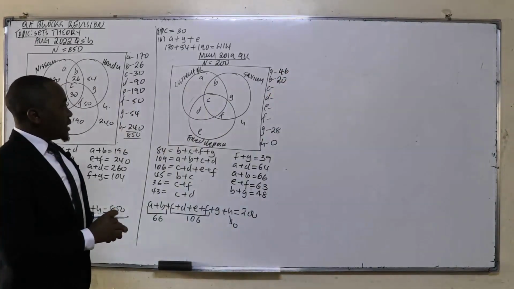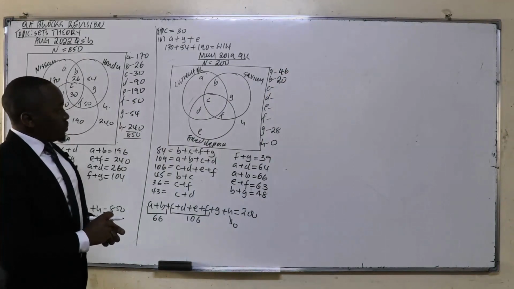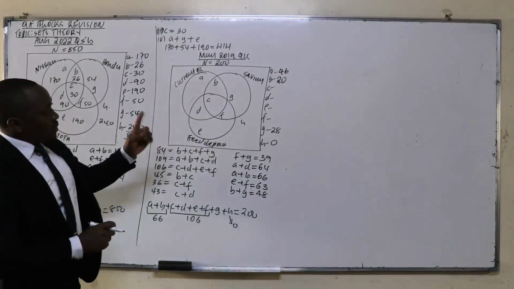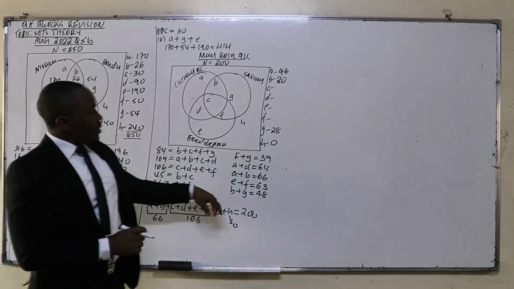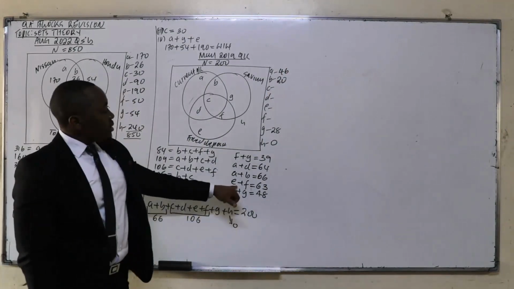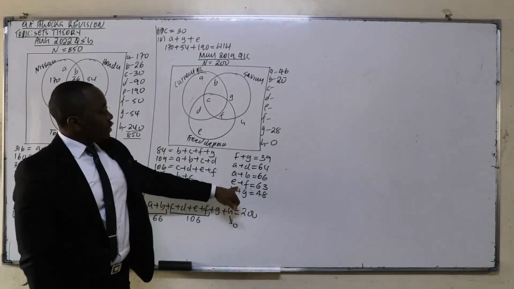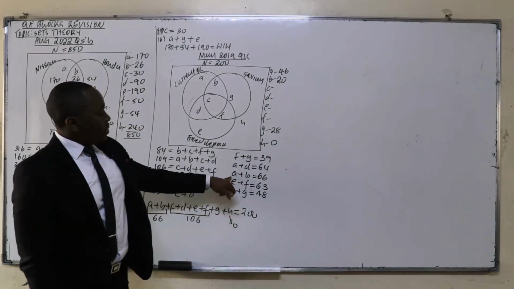Then what else do we have? We need C, D, E, F. BG, that one is done. EF, that one not yet. AB, we have AB. AD, correct.